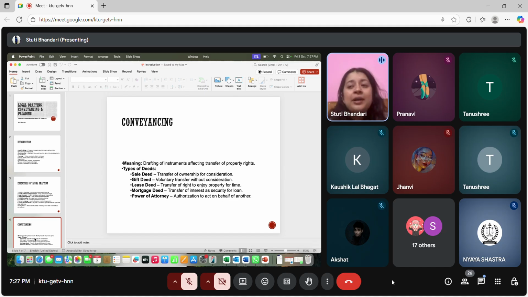फॉर्मेट इनका सेम ही रहता है, बस जहां पर हम पावर ट्रांसफर करते हैं वहां पर हम मेंशन करेंगे कि व्हाट इज द पर्पस ऑफ द पावर ऑफ अटॉर्नी एंड व्हाट टाइप ऑफ अटॉर्नी इट इज.